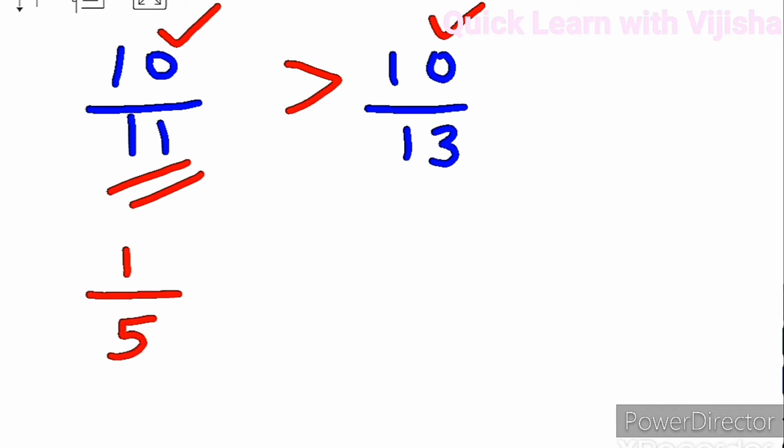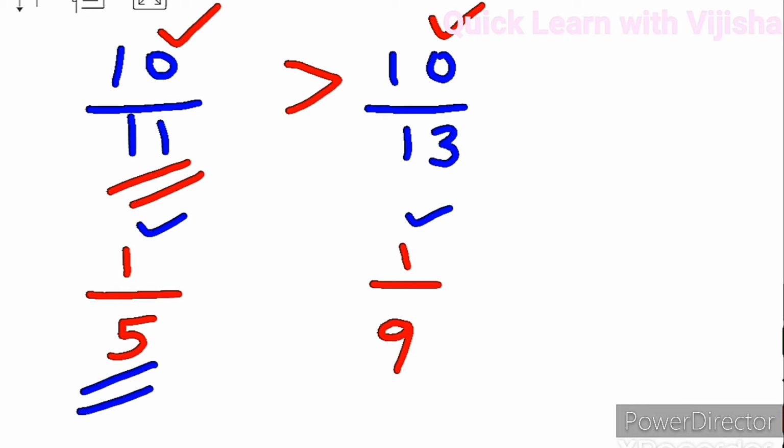Eighth question. 1 upon 5 and 1 upon 9. See, here numerators are same, 1 and 1. So 5 is a smaller number. So 5 will be greater. This side will be the greater fraction. Understanding, children? Now coming to the ninth question.